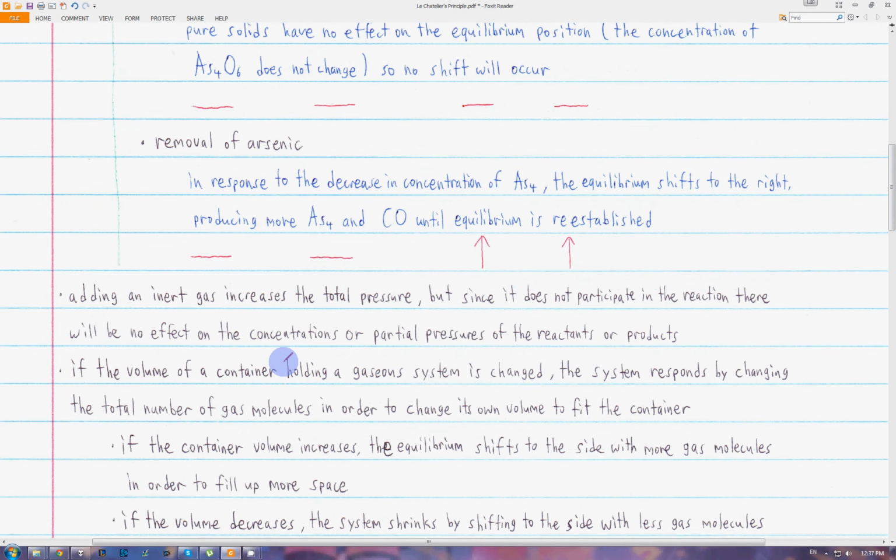Next, we're going to be looking at pressure changes. We already looked at one type of pressure change, which is just adding or removing a component in order to change its partial pressure. Another way to change the pressure of a system is to add an inert gas, and inert just means that it does not react. So when you add an inert gas, it increases the total pressure of the whole system, but since the gas does not react, there is no actual effect on the concentrations or partial pressures of the reactants and products. So when we add an inert gas, the equilibrium does not change.